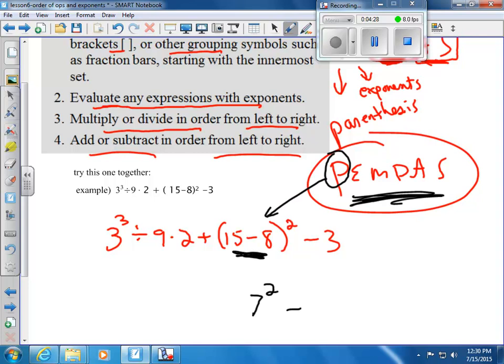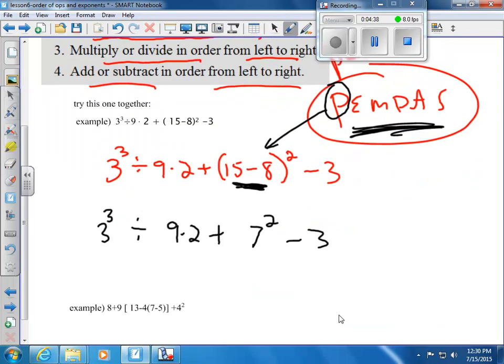The big thing is, I want you to practice, even though you could do a lot of this in your head, practice writing step by step and line by line. Then we take care of our exponents next. Okay, so 3 cubed is 27.